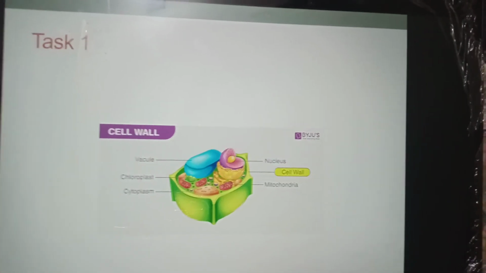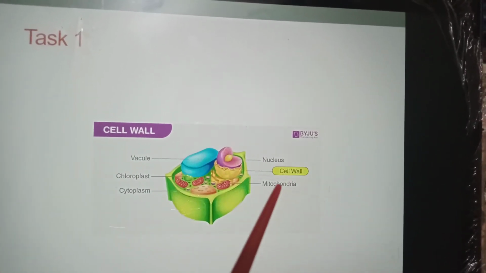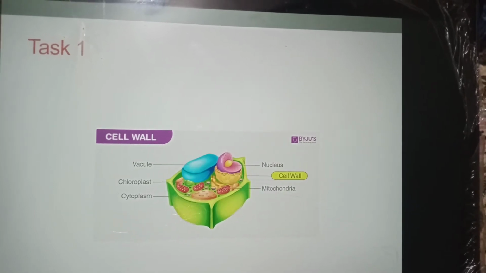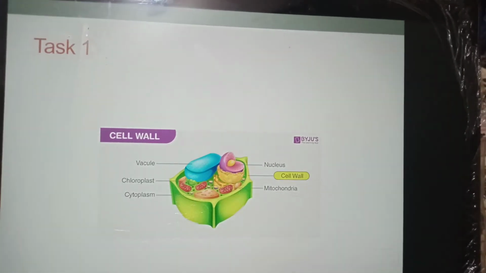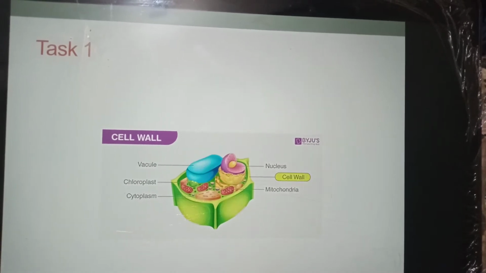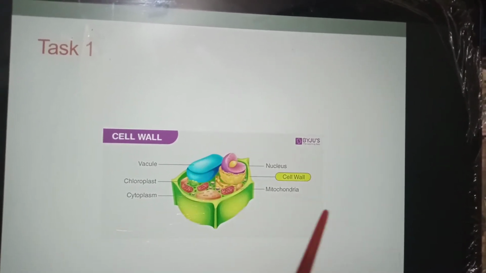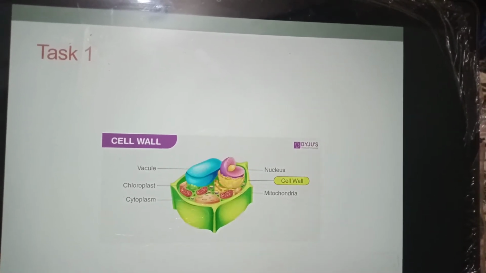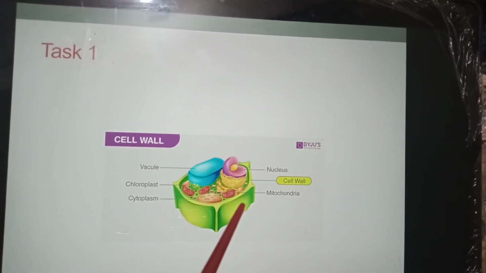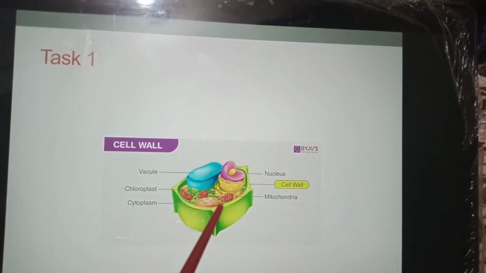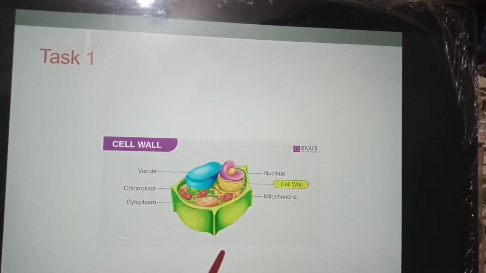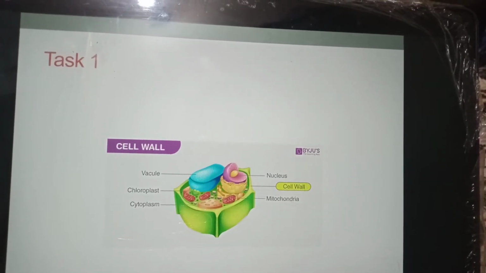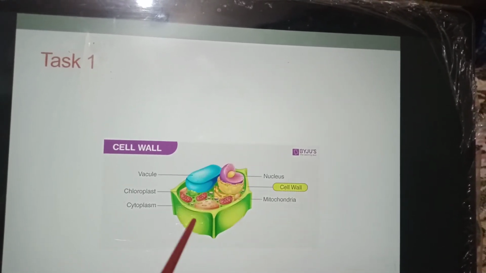Task 1 is about the cell wall. So here is the cell wall. We know that not all living organisms have cell walls around their cells, for example animals and many animal-like protists. This cell wall is a non-living and strong component of the cell located outside the plasma membrane. It provides shape, strength, protection and support to the inner living matter, that is protoplasm.